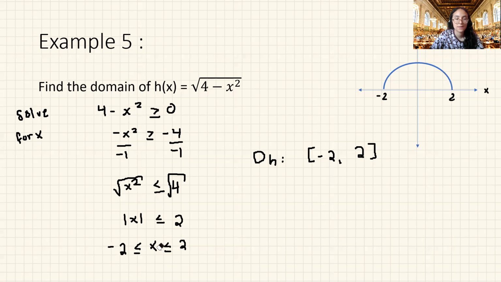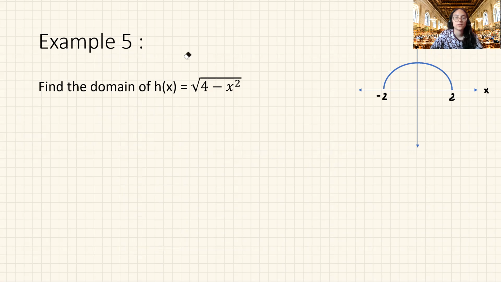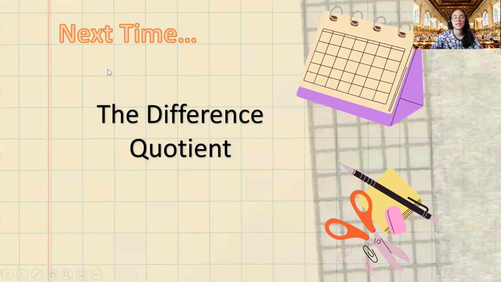Okay, so that is our domain. And if you were to look at the graph, you'd be able to see that as well. Okay, so let's go ahead and continue. I think that is the last example, and it is.